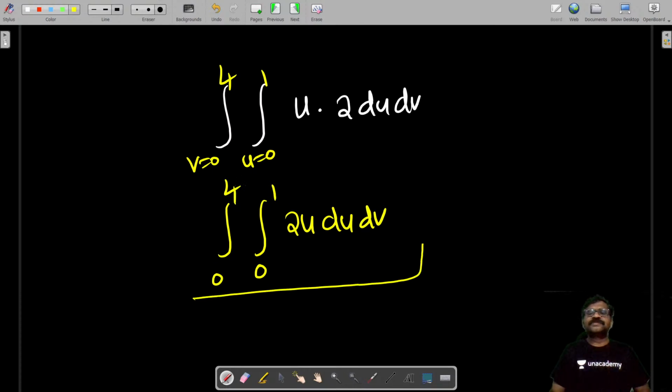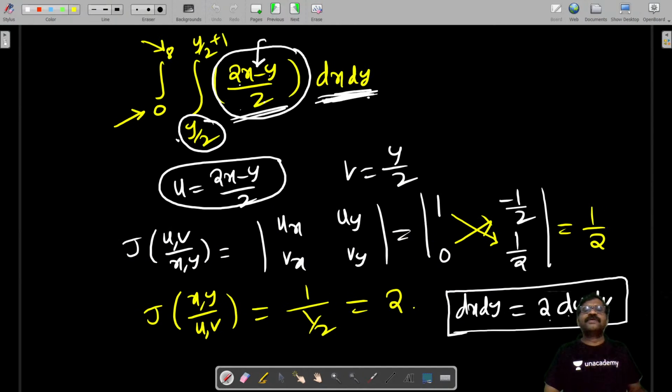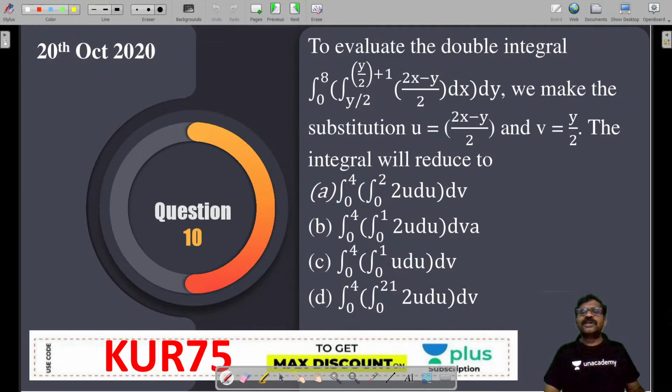That is the answer. V varies from 0 to 4, u varies from 0 to 1, 2u du dv. Second option is correct.